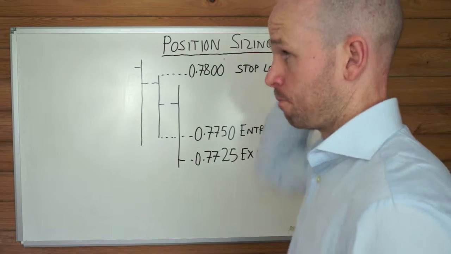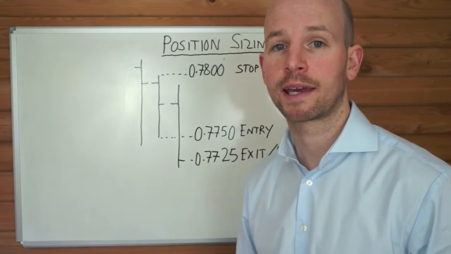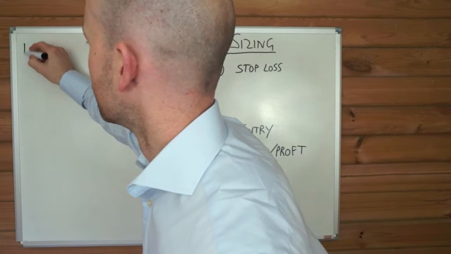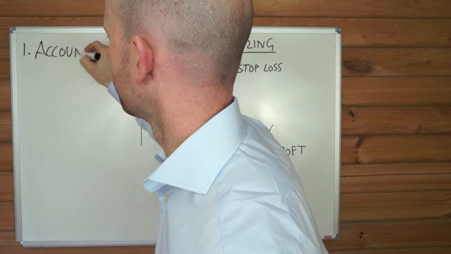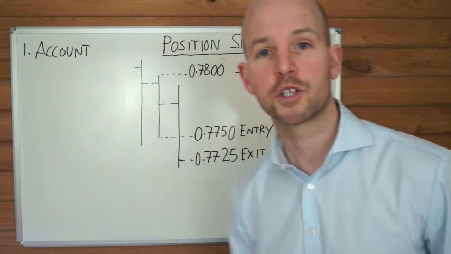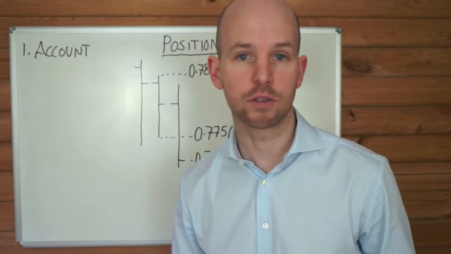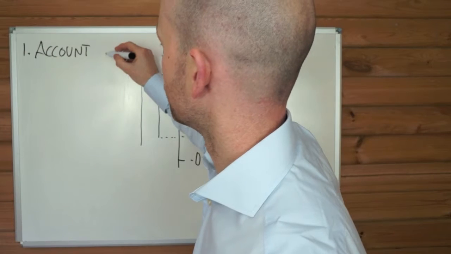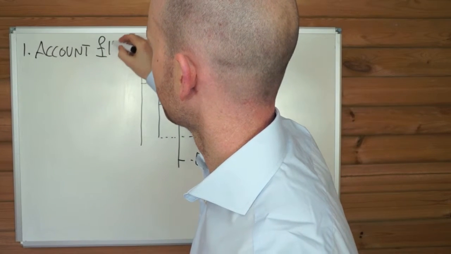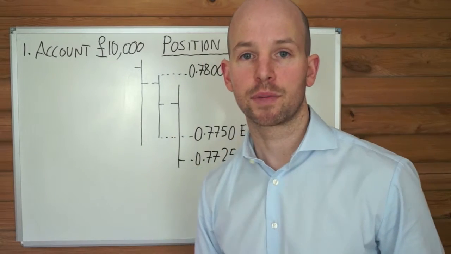Now, the first thing we need to do is determine what our account size is. In this example, we're going to assume an account size of £10,000. Could be dollars, it could be £1,000. Just to keep the numbers simple, we're looking at a £10,000 account.